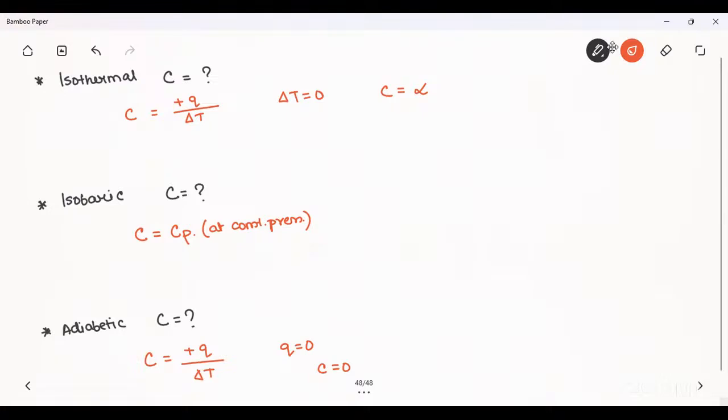Good. Just revise whatever I am teaching. Just revise, you will be very much a pro in thermodynamics. For isochoric, what will be the C? C will be Cv, because for isochoric, volume is constant. So C is Cp, C is Cv. This is for the isochoric process. Okay, clear? Yes, ma'am.